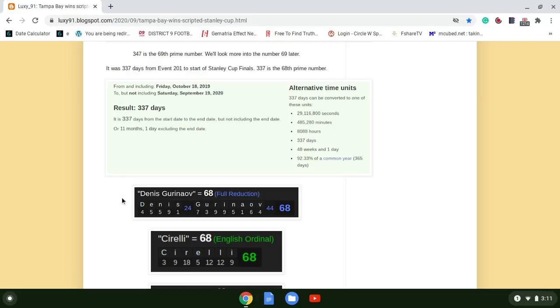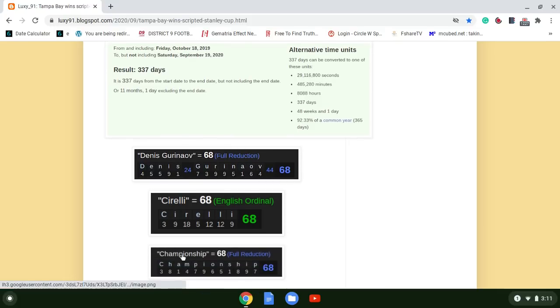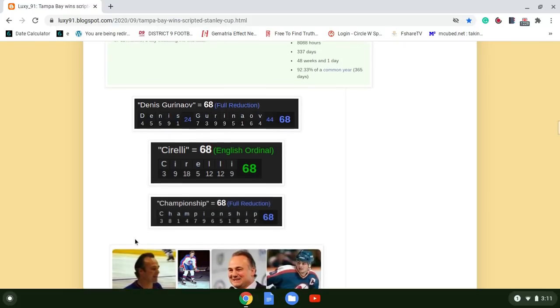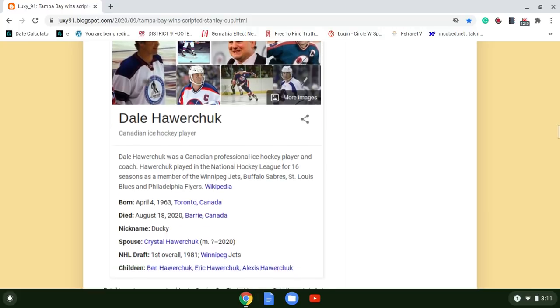Remember, it was Denis Gurianov and Anthony Cirelli who scored the overtime goals in games 5 and 6, respectively, to send the Stars and Lightning to the Stanley Cup Finals, to the championship. Championship is also 68. So Dale Hawerchuk, he was murdered for the Stanley Cup Finals. We're going to get to what a sick joke this is. If you watch my prior videos, you know all about this already.